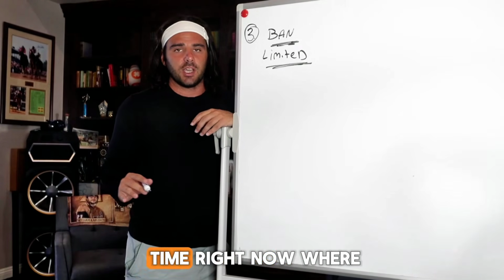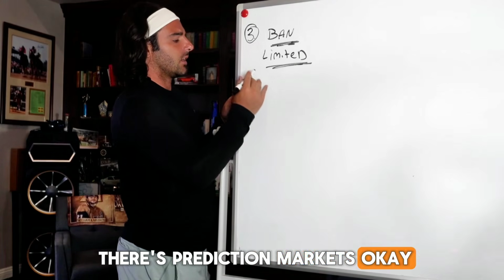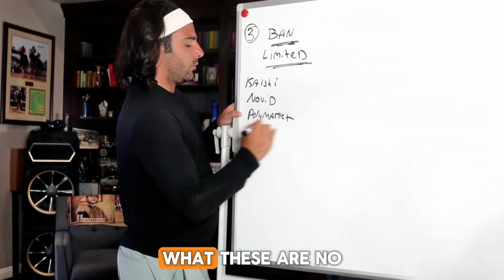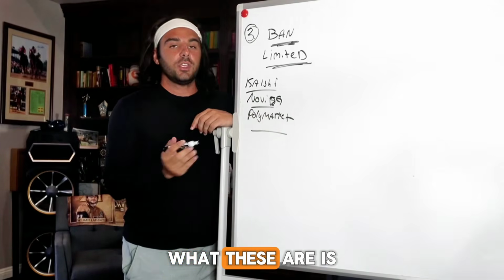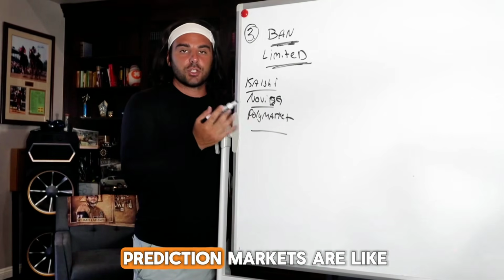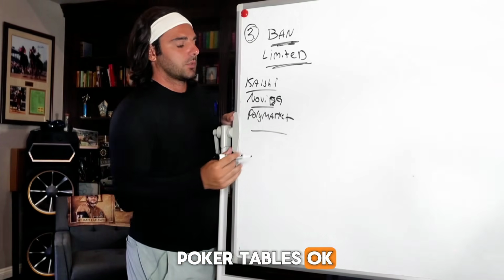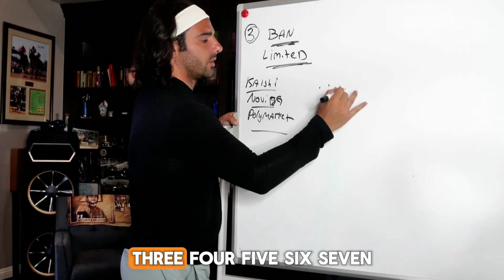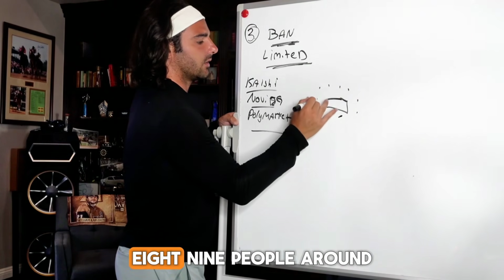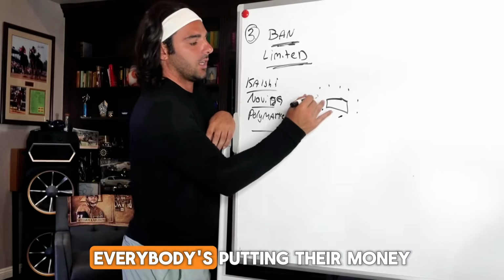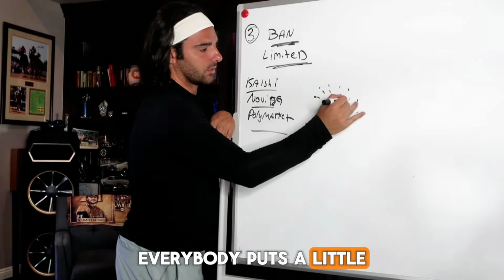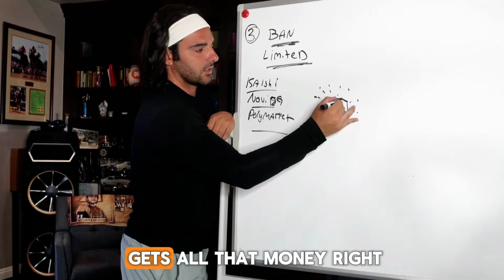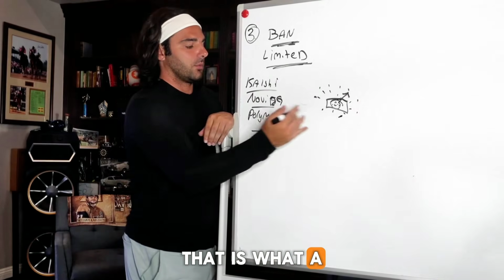Luckily, we're living in a time right now where there are prediction markets, like Kalshi, no vig, Polymarket. What prediction markets are is like poker tables. Let's say we have a table here, and we've got 1, 2, 3, 4, 5, 6, 7, 8, 9 people around the table. Everybody's putting their money in the pot, everybody puts a little bit in. There's a bunch of money here. Whoever wins this pot gets all that money. That is what a prediction market is.